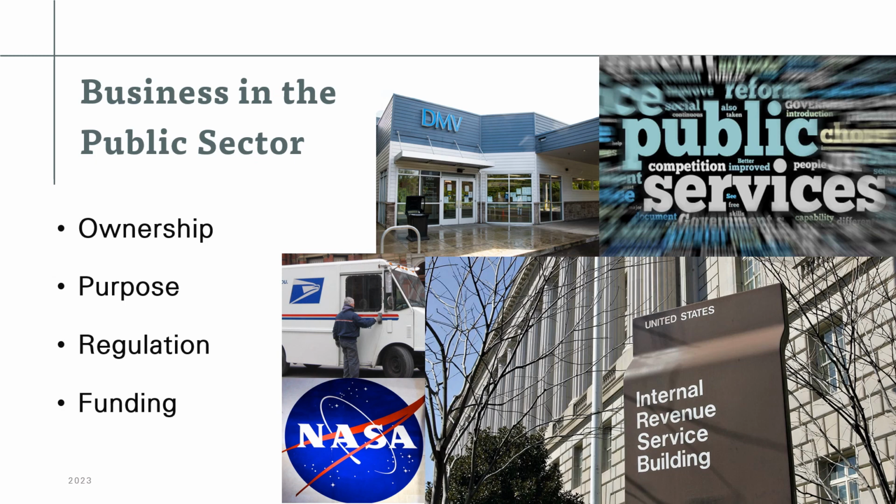The regulation of public corporations, they're subject to government regulations and oversight to ensure they serve the best public interest. And then funding, the public corporations may receive funding from the government or other sources such as user fees rather than relying on their own profits, which is why they keep increasing the price of postage even though they do get some money from the government.